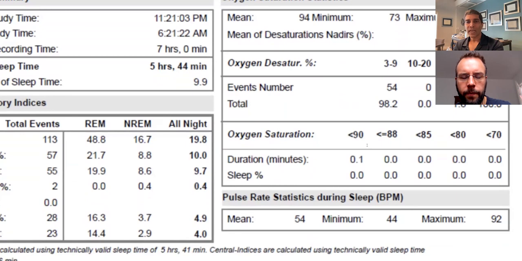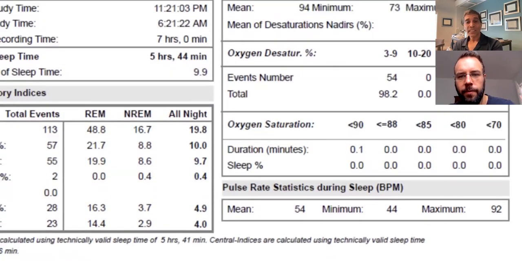And then how much time do they spend below 90%? Oh, 6 seconds, including the artifact. So that's not bad, right? So this person, even though they have frequent events, they're not desatting very much, which makes me feel good. They could be highly symptomatic, but at least their risk of heart attacks and strokes due to hypoxia is less.